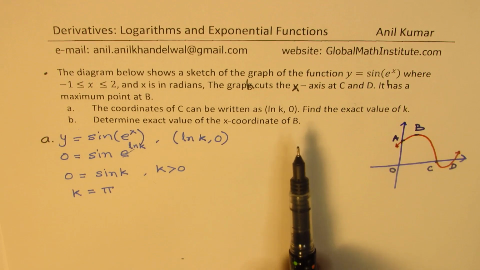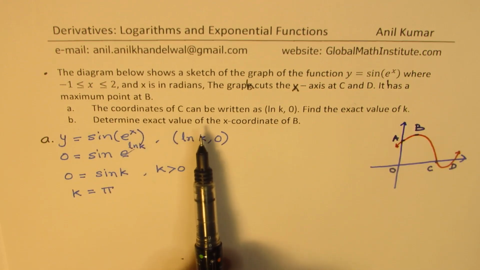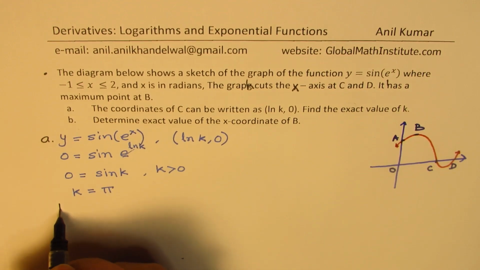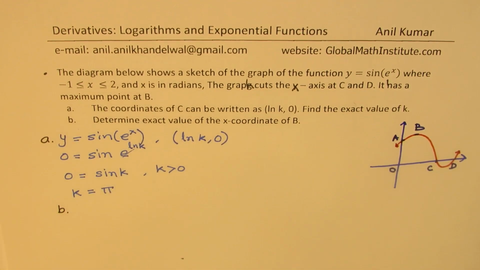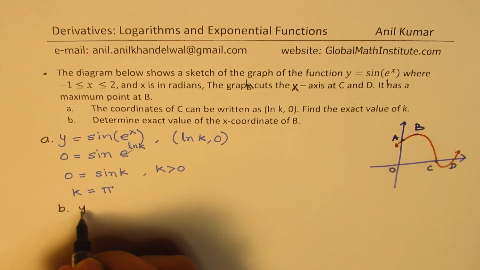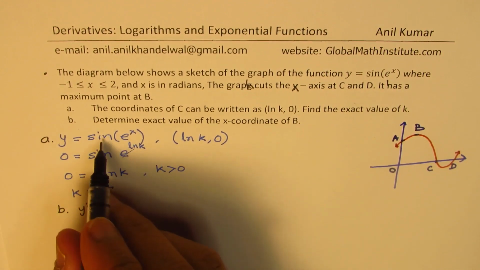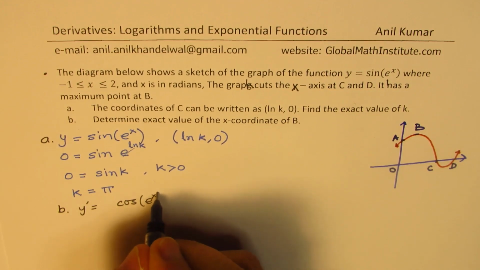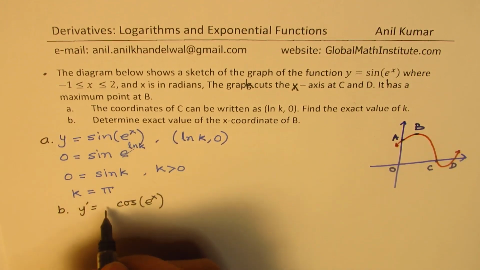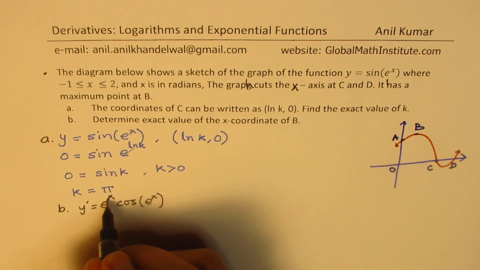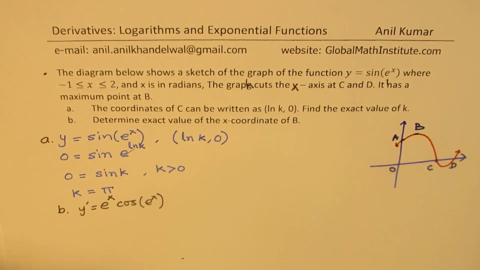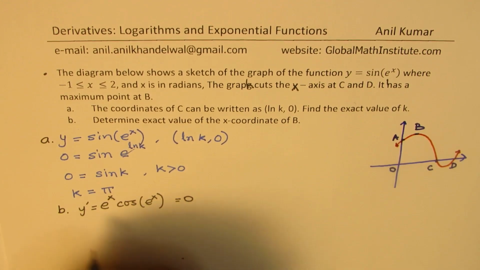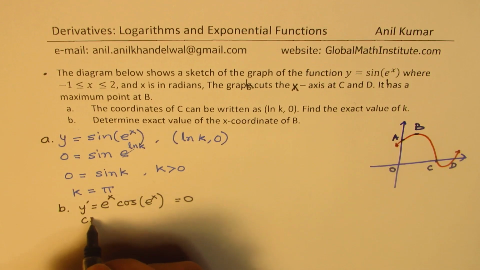Now let us do part B, which is to determine the exact value of the x coordinate of B. Now for part B, it is a turning point, so we need to find the derivative. So let's find the derivative of the given function. It will be cos of e to the power of x times the derivative of e to the power of x, which is e to the power of x, correct? Now this derivative should be equal to 0 since it is a turning point, right? So we are talking about a critical number.